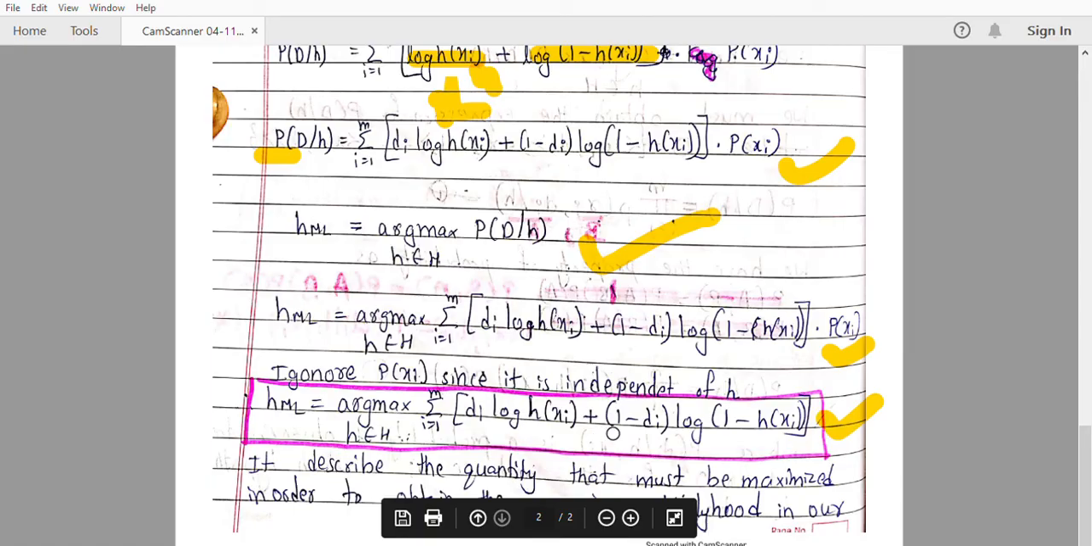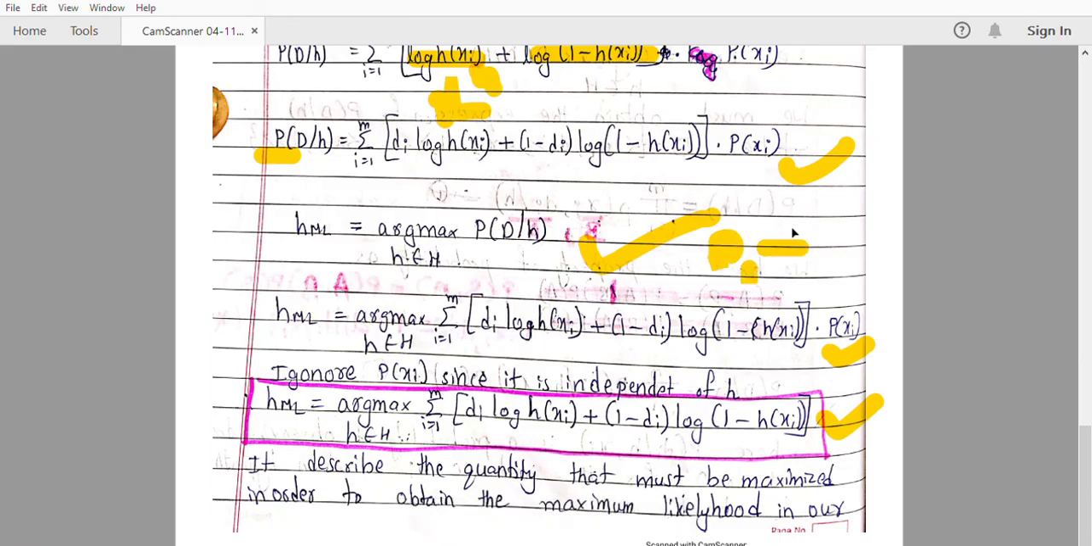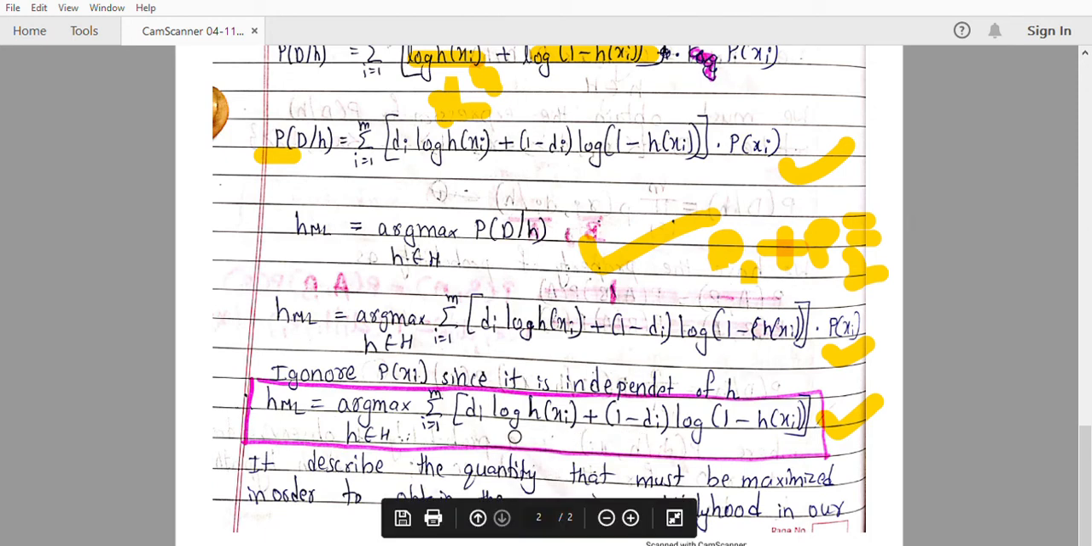This expression is a sum of p1 plus p2, where p1 plus p2 is equal to 1. So di is there, 1 minus di is there, h of xi is there, 1 minus h of xi is there. This is equal to 1, meaning probabilities: p1 plus p2 equal to 1 means p1 is equal to 1 minus p2. Like that this expression is. So that is what is proved.